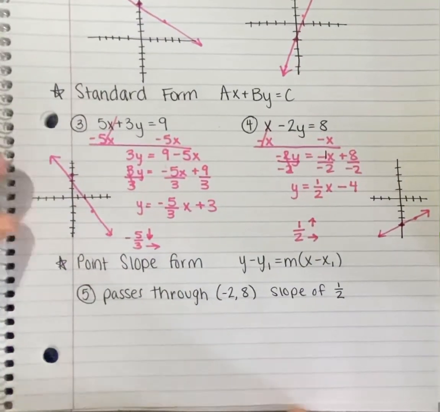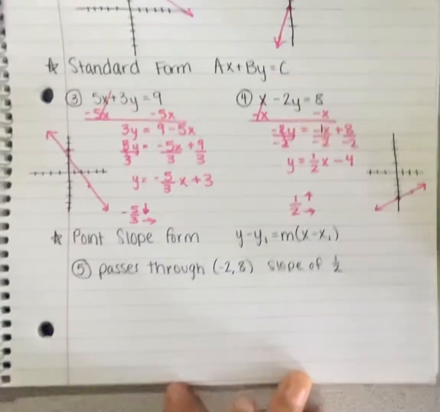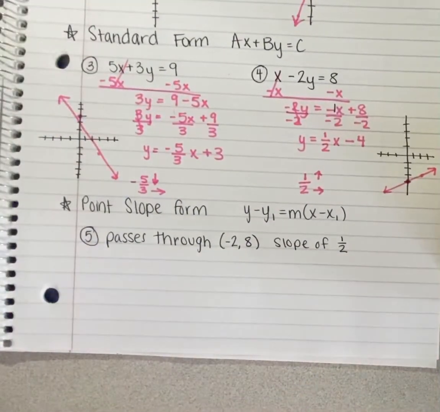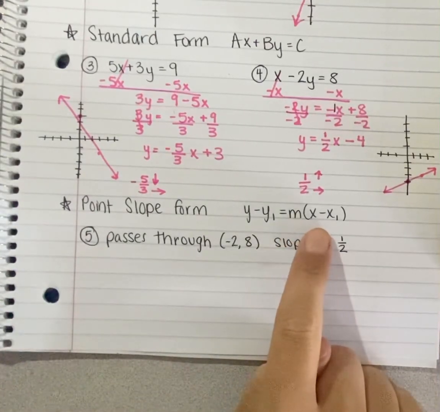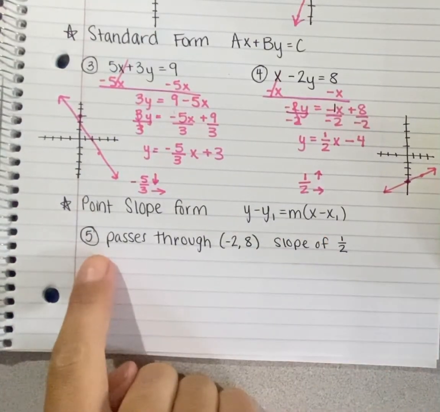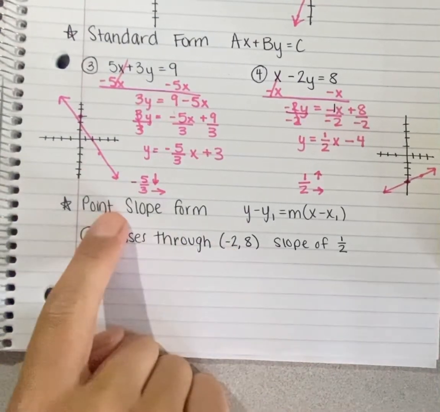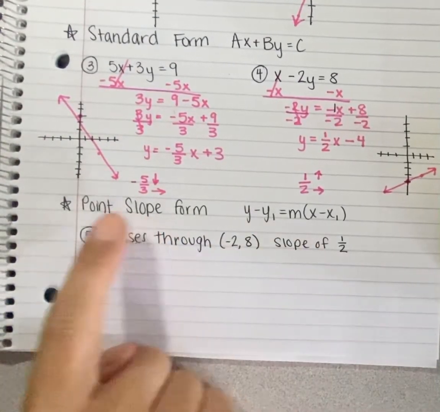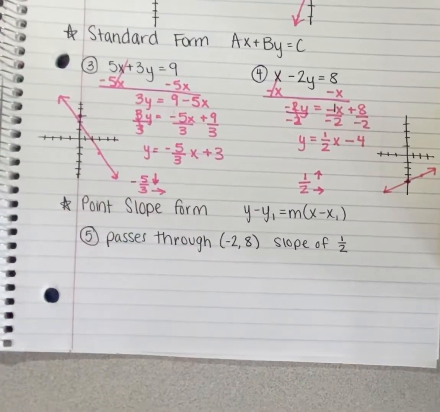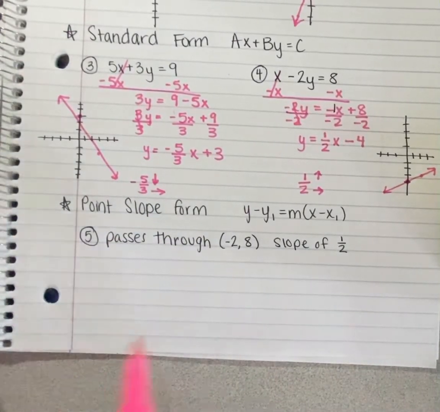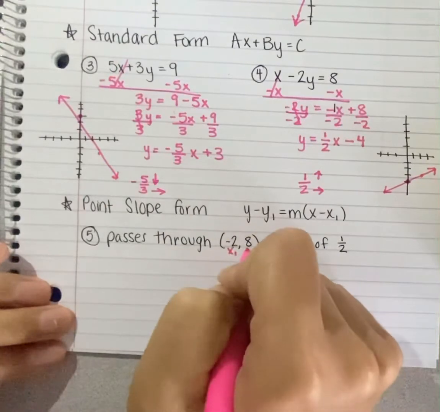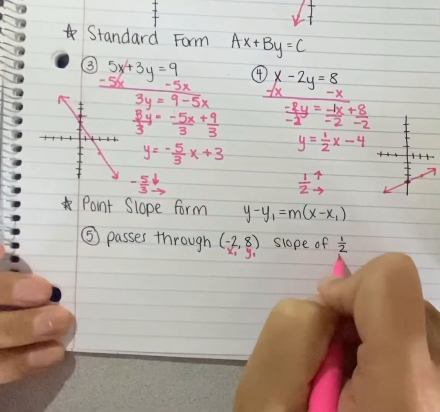Moving on, point slope form is the last thing that we're going to talk about. I'm only going to do one question about this. Point slope form is y minus y sub 1 equals m times x minus x sub 1. So for example number 5, I just came up with a random coordinate point. You're going to be given a point. You're going to be given the slope. It's not random. So this is going to be your x sub 1 and your y sub 1. The slope is always your m.